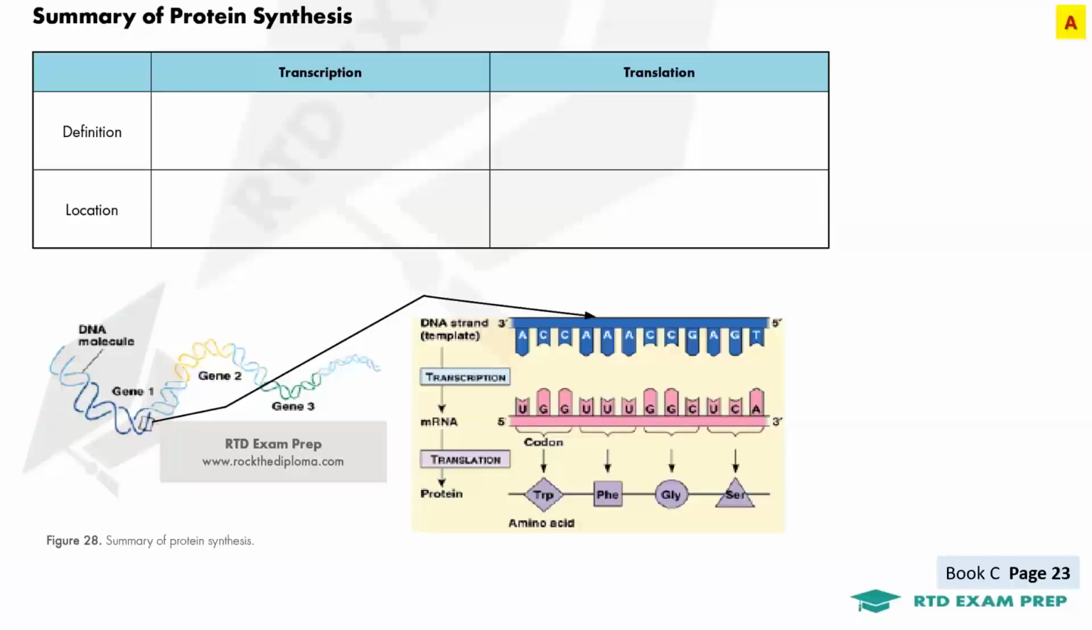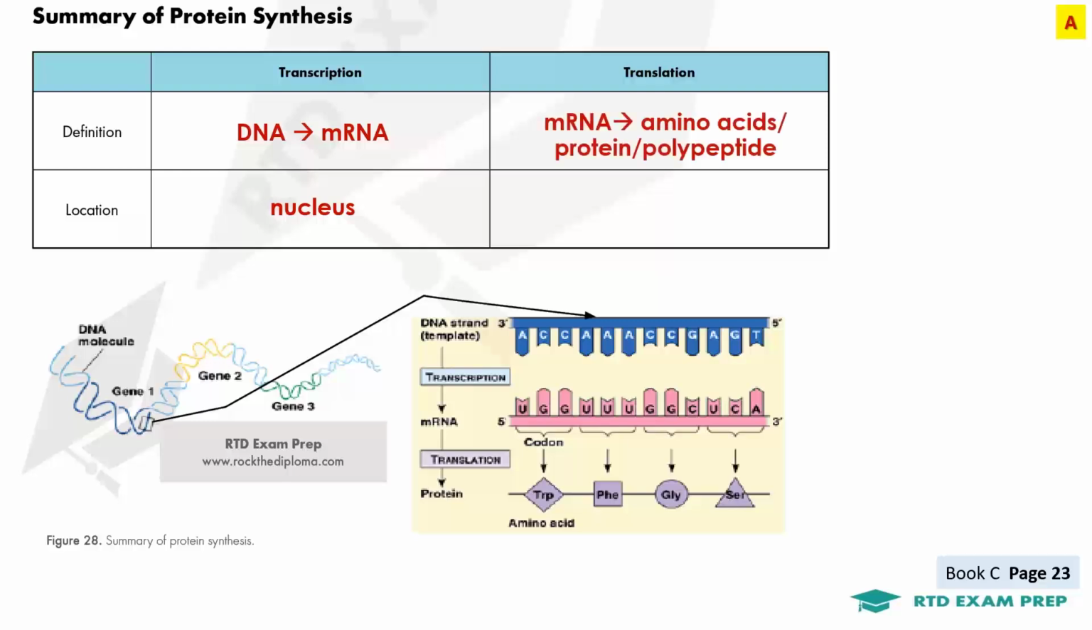Now, a quick review of what we call the central dogma. We're looking at the protein synthesis part of it, so the transcription and translation. Transcription, we know, is DNA to mRNA, this taking place within the nucleus. Translation is going to involve mRNA, amino acids, polypeptides. Let's throw another one in there. Transfer RNA as well. Where is this going to take place? In the cytoplasm and the ribosomes.